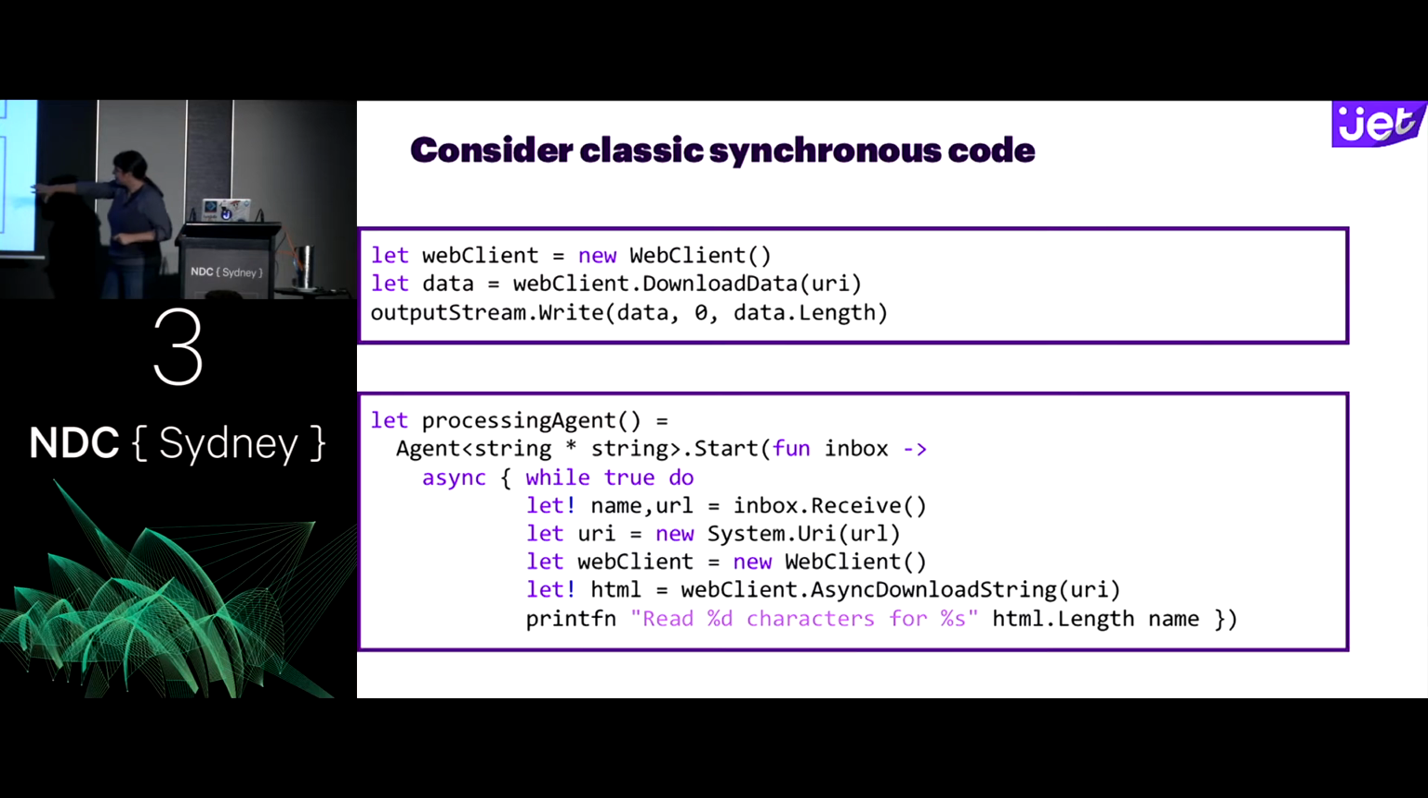Here, I have a slightly longer but very similar processing agent that starts in an async loop. In this, while true, we have a new URI, and then we have this web client, and then we have an async download string. And at the end, we print out a set of information. The main differences here are that we need to actually have the async computation expression, so we need the async and the curly brackets around it. This is one of the few cases in F# where you will actually see curly brackets.